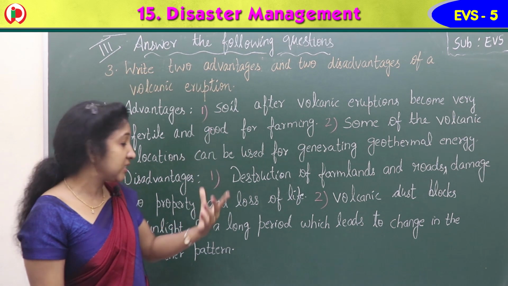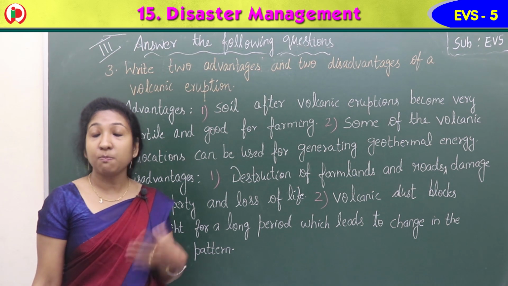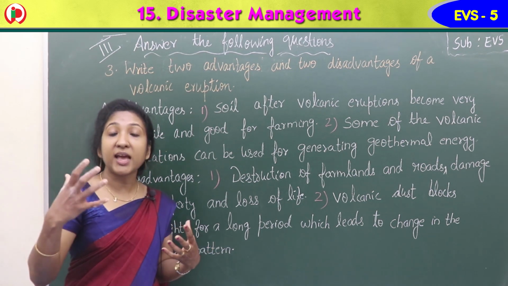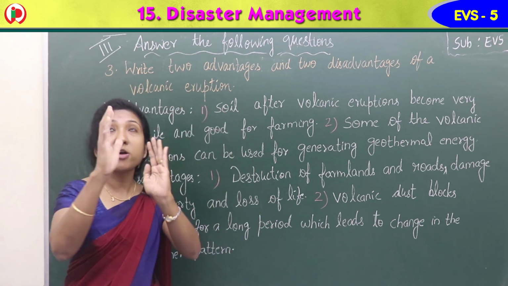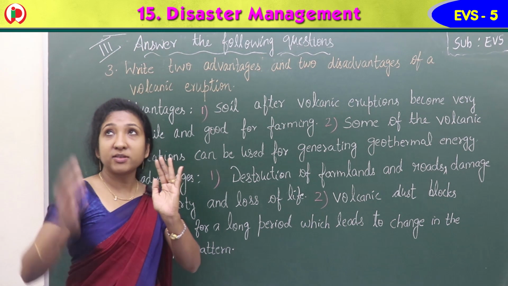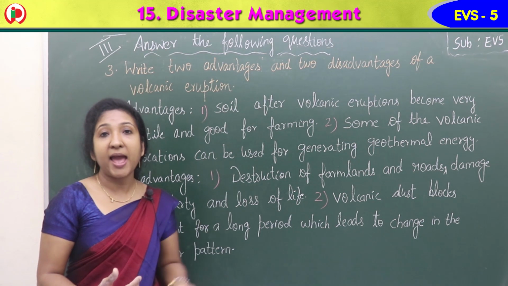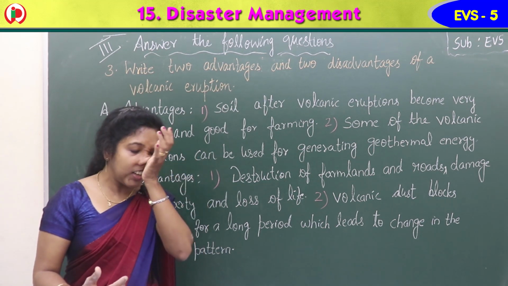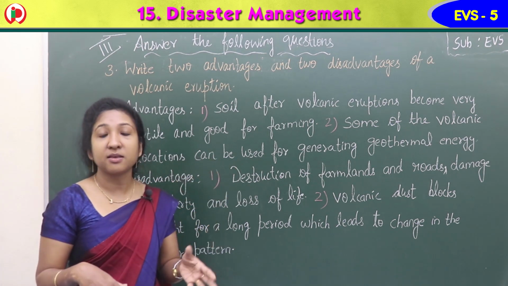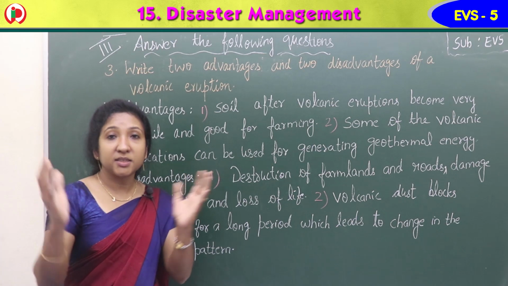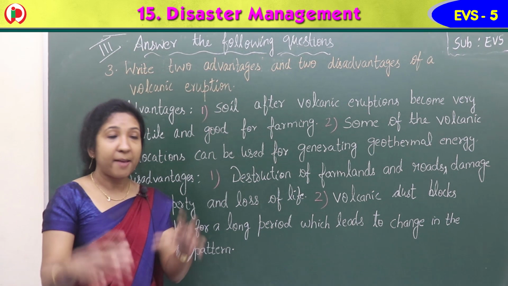Second, volcanic dust blocks sunlight for a long period, which leads to change in the weather pattern. Because of volcanic eruption, what happens after volcanic eruption? Because of this dust, it blocks the sunlight from falling on the earth, and because of that, weather changes happen. Weather doesn't come properly for winter, summer. The seasons won't occur naturally.